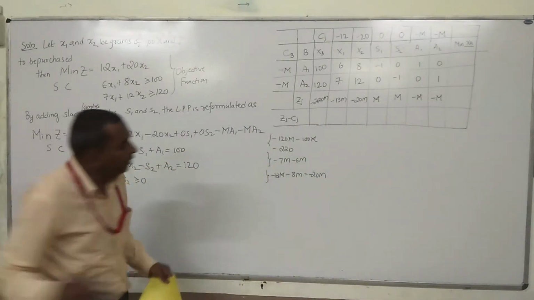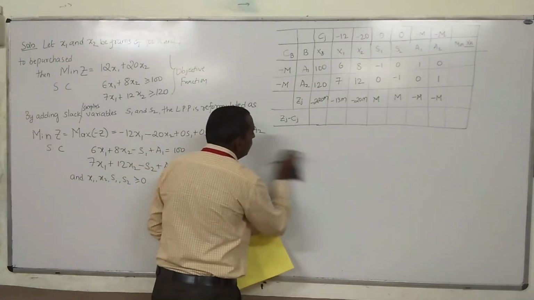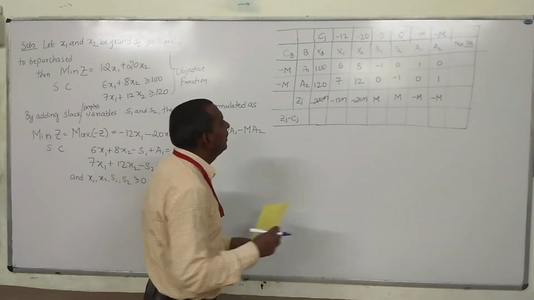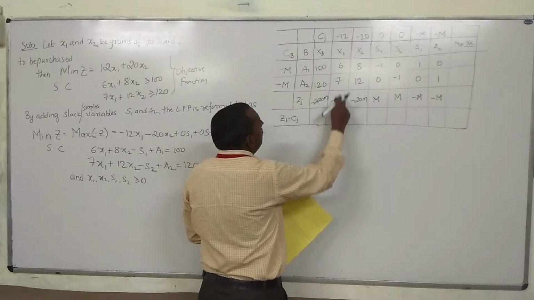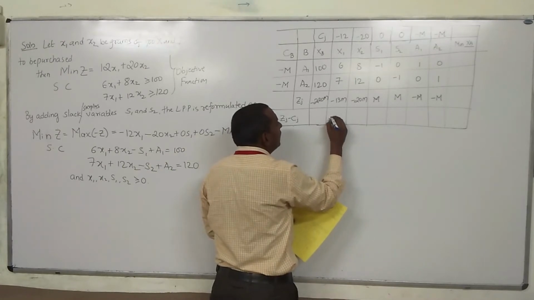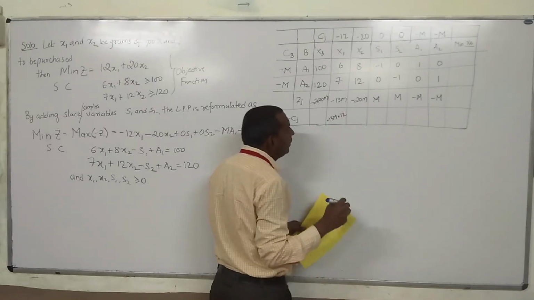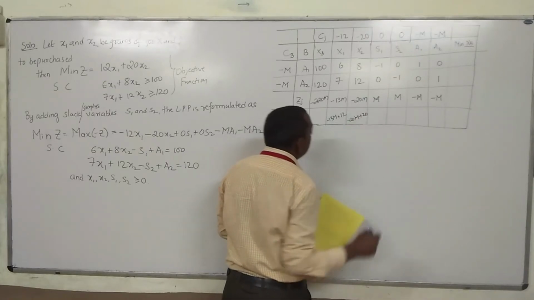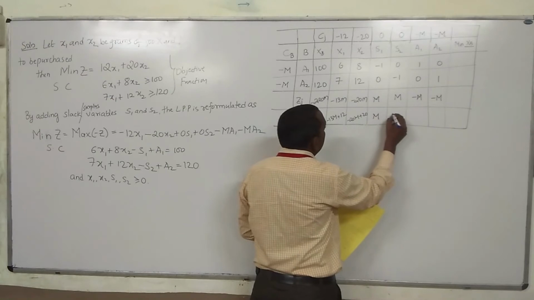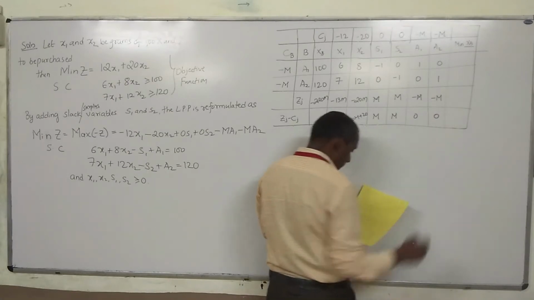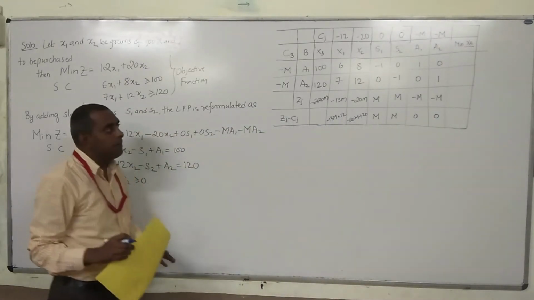Fine. So let me rub this one. Now we got Zj. Then we need to find Zj minus Cj. So what is Zj minus Cj? That is this minus this. So minus 13M plus 12, then minus 20M plus 20. Then it is M, it is also M. So minus M plus M is 0. This is also 0. Fine. So the simplex table is finished.